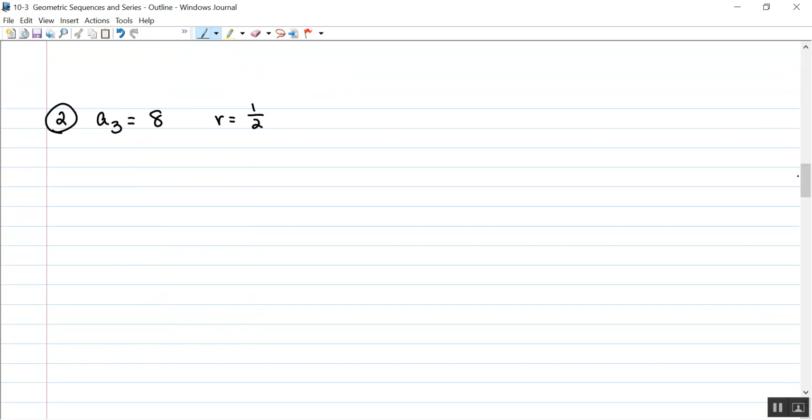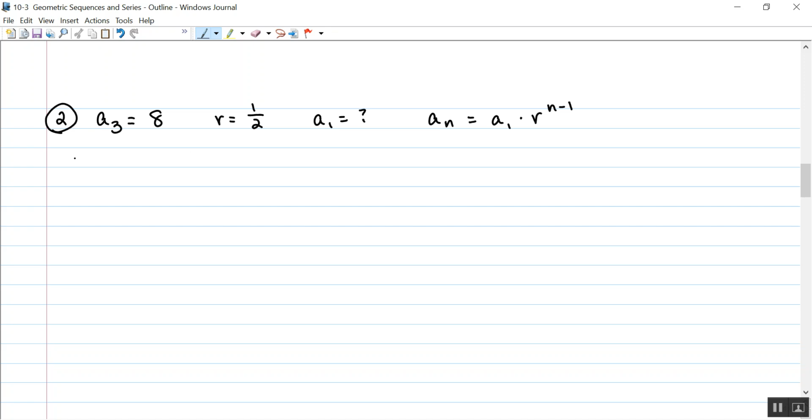Here's another example. Let's write an equation for this. So we're given that a sub 3 is equal to 8. So the third term in the sequence is 8, and the common ratio is 1/2. But what we don't know is what a sub 1 is. And we need that for our formula because remember our formula is this. Okay, so I have r. N is going to be my variable, but I need to figure out what a sub 1 is. I can use this formula to figure out what a sub 1 is.